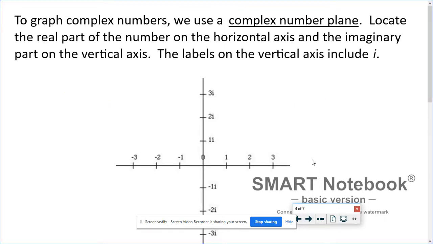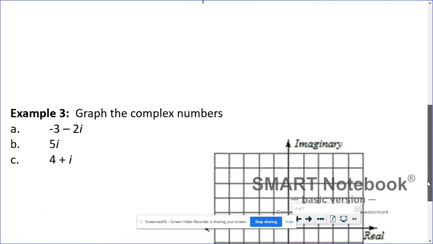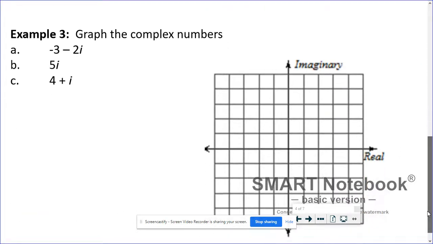Part of the objective was graphing. So you've got a complex number plane. Locate the real part of the number on the horizontal axis and the imaginary part on the vertical axis. The labels on the vertical include the i. So essentially, if you have a complex number, you think of the real part as the x, the imaginary part is the y, and you would plot it as such. So -3 minus 2i. That means on the real part, you go left 3, 1, 2, 3. For the imaginary part, you go down 2, 1, 2.